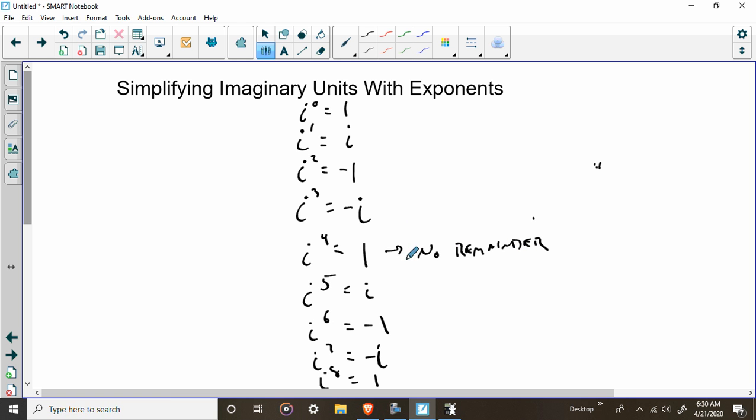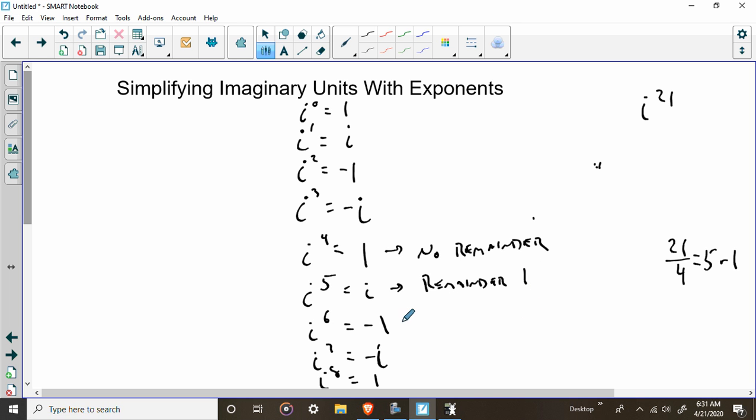If you have a remainder of 1, so again, if I said i to the 21, well, 21 divided by 4. We want to see if 4 goes in because I have the fourth. Well, 4 goes into 21 5 times, and then I have a remainder of 1, right? So what's it going to be if I have a remainder of 1? It's going to be i.